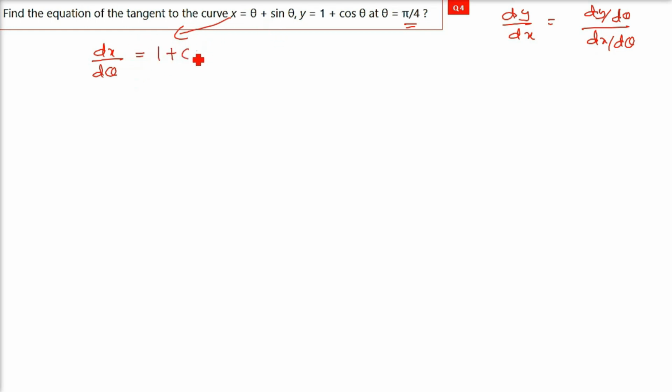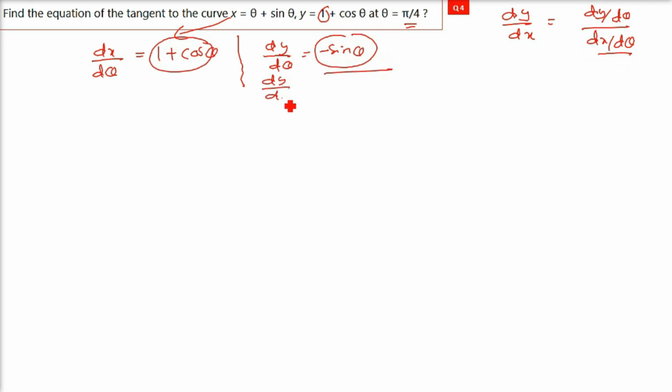So θ will be 1, cos θ will be sin θ. What will be dy/dθ? The 1 will be 0, cos θ differentiation will be −sin θ. And as I said, dy/dx is dy/dθ divided by dx/dθ, that is −sin θ divided by 1 + cos θ, essentially the same as what dy/dx should be. dy/dx will be −sin θ divided by 1 + cos θ. One step I have just saved.